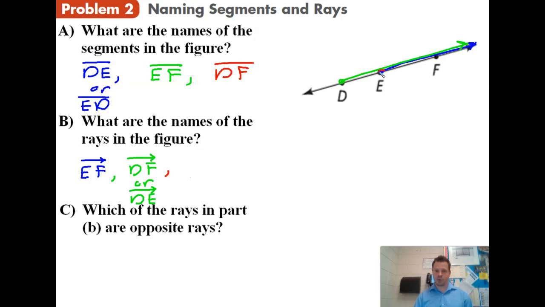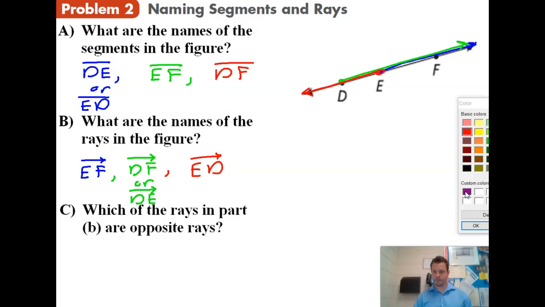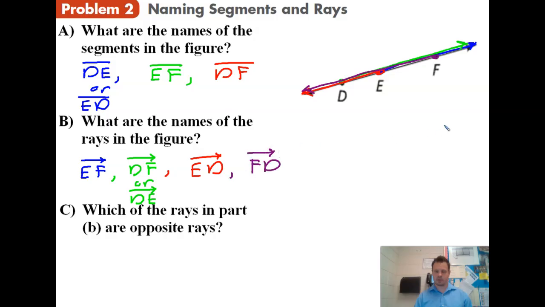We can also look at ray ED. Again, we'll always start with the endpoint and name it left to right, even though this ray is running from right to left. So we'll say ED with the arrow on top of it. And one more color here. The last one would be FD. Again, it kind of overlaps ED, but it has a different endpoint.